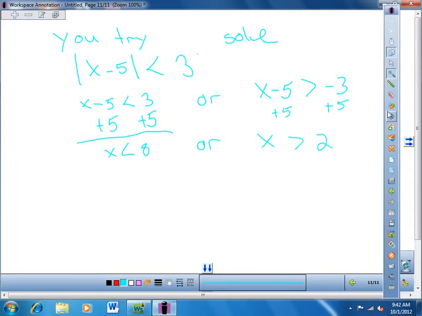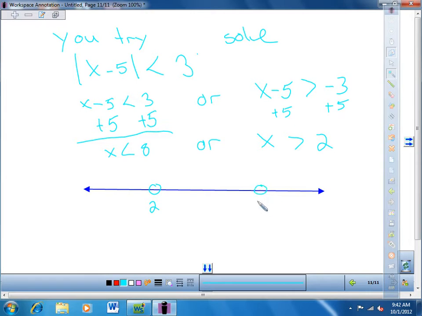And then again, if I wanted to graph this, which I do, x is greater than 2. So here's 2. And x is less than 8, and here's 8.